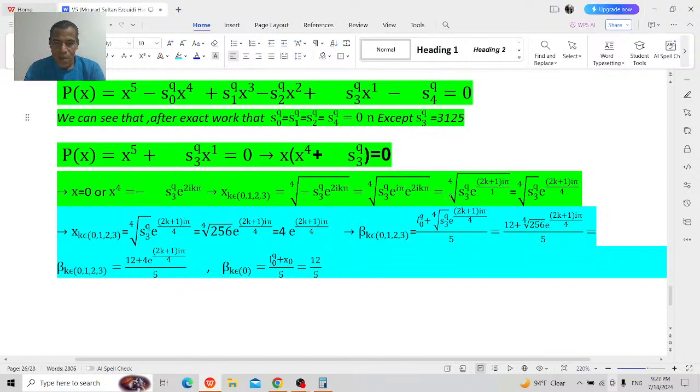So it will be the fourth root of S3 q exponential (2k plus 1) i pi over 1. Why did a fraction appear here? Because I'm going to raise it to the power 1 over 4, so 4 will be the denominator. Therefore, I'm going to separate these two things: the fourth root of S3 q times exponential (2k plus 1) i pi, all raised to the power 1 over 4. That's why here it's written 4 times 1.